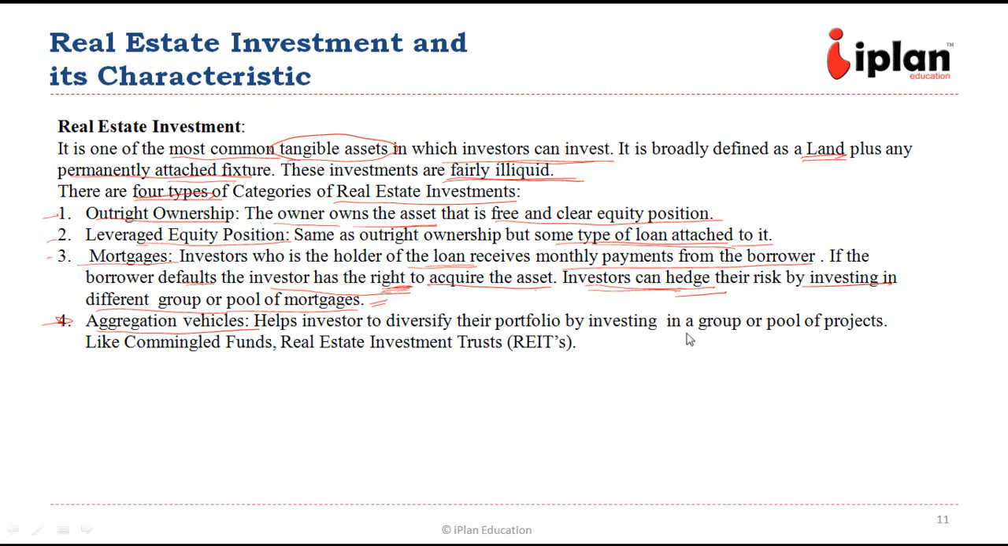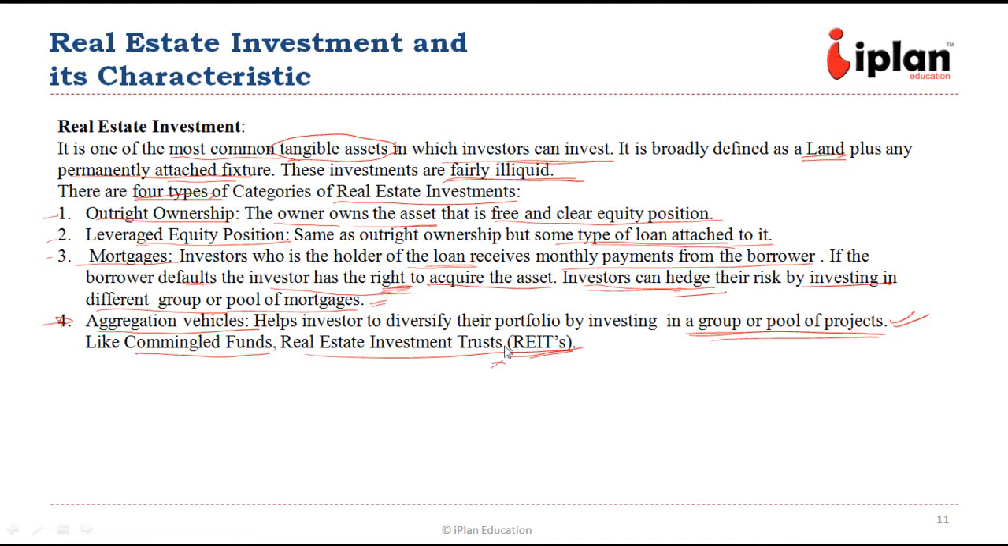The fourth kind of vehicle is aggregation vehicles, which help investors to diversify their portfolio by investing in a group or pool of projects, where the investor is not buying one particular property, but is investing in a pool of different properties. For example, commingled funds and real estate investment trusts, REITs, which are very common.